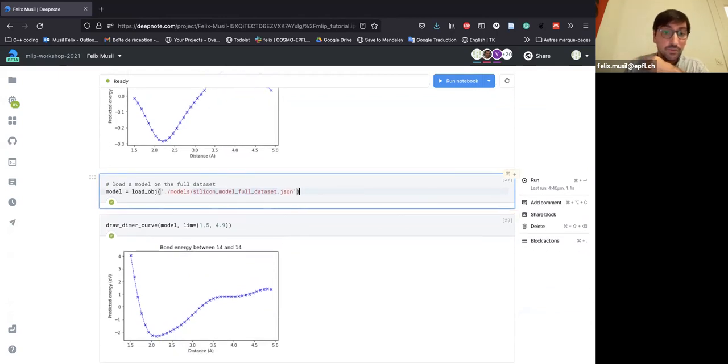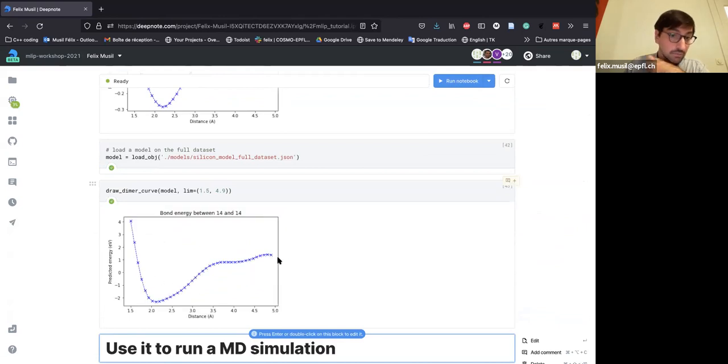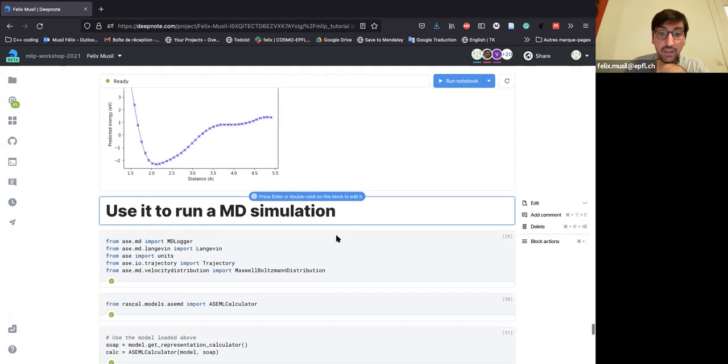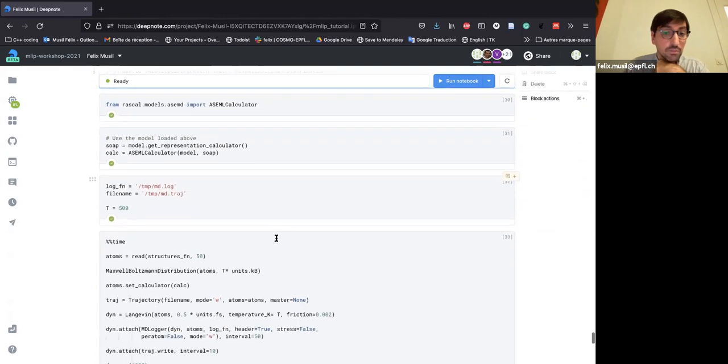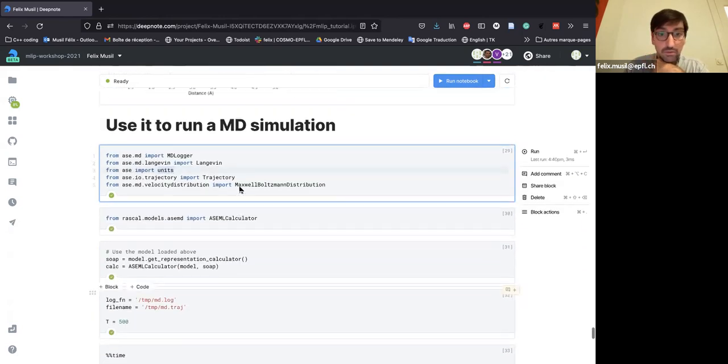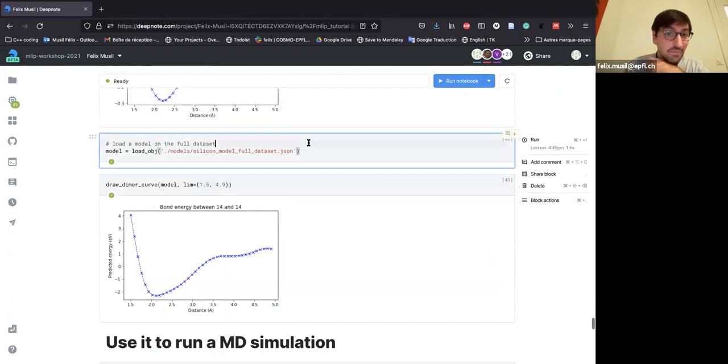While if we train on the full data set, we get a much more reasonable looking dimer curve. Maybe also something you might want to play around with is that one can use ASE to run some molecular dynamics simulations to investigate a bit further whether your model is doing a good job and can model properly what you want. Okay, so maybe let's move on to the questions.